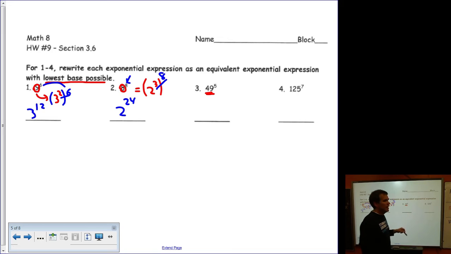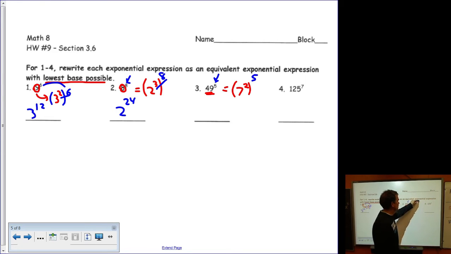49 is also a perfect square, so 49 can be rewritten with a lower base. 49 is equal to 7 squared. Of course, the 49 had an exponent on it, so that exponent needs to go on the 7 squared also. And then when you simplify this by using the power to a power property, meaning you multiply the exponents together, you get 7 to the 10th power.